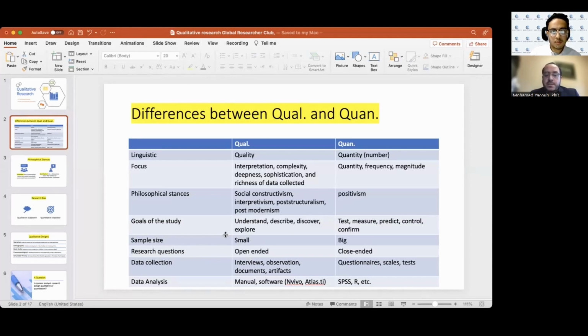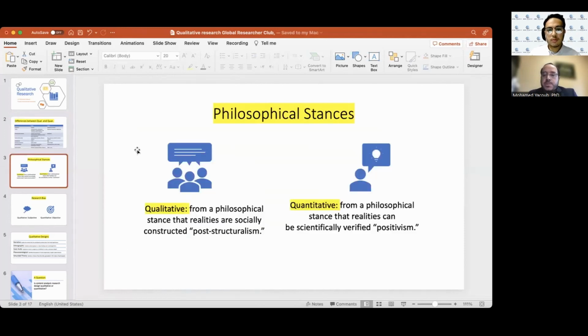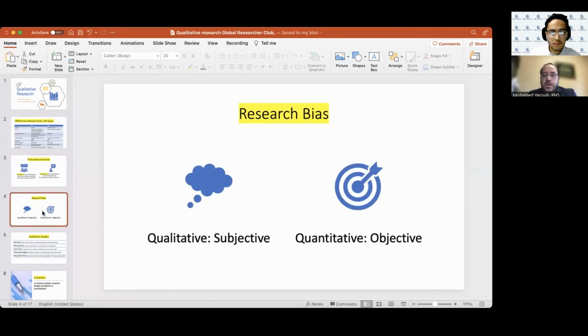And then data analysis. You can do it manually in qualitative, without any software, or you can use software like NVivo 12 or Atlas.ti. In quantitative, there's SPSS, there's R, and a bunch of other software as well. Okay, I already covered the philosophical stances and how beneficial they can be when looking at different research methods. Now let's move on to research bias.